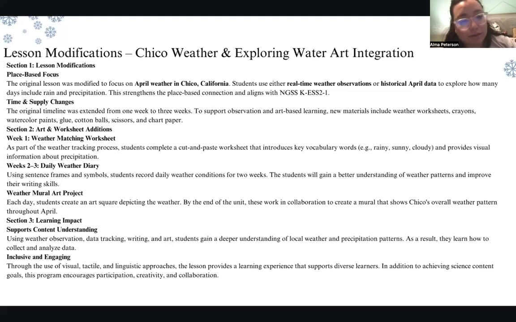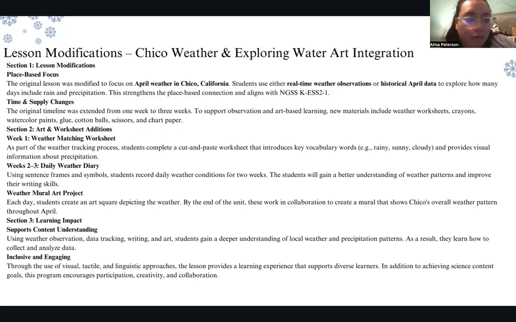And then time and supply changes. The original time was extended from 1 week to 3 weeks to support observation and art-based language. New materials include worksheets, crayons, watercolors, which are optional, glue, cotton balls, and scissors. Again, a fun way to bump up your mural is to put cotton balls on there. It is a fun way for students to use their fine motor skills.